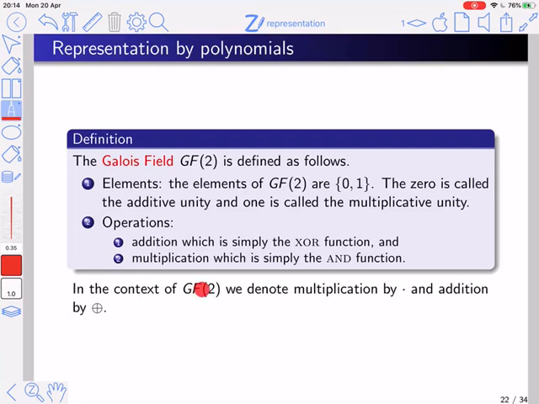When we talk about G of 2, we denote the multiplication by product, and that is the same as an AND. And the XOR, or the addition, we denote by a plus with a circle around it.